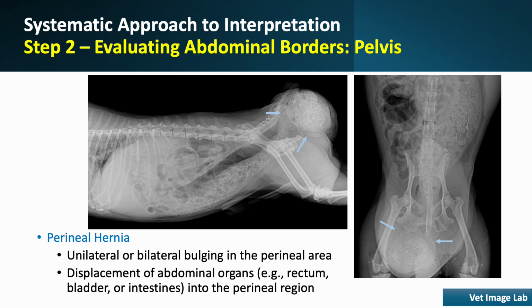Here's what to look for when diagnosing a perineal hernia: unilateral or bilateral perineal bulging. The swelling can appear on one or both sides of the anus, depending on the severity. Displacement of abdominal organs. In severe cases, the bladder or intestines may herniate into the perineal area, which can cause straining, constipation, or urinary obstruction.